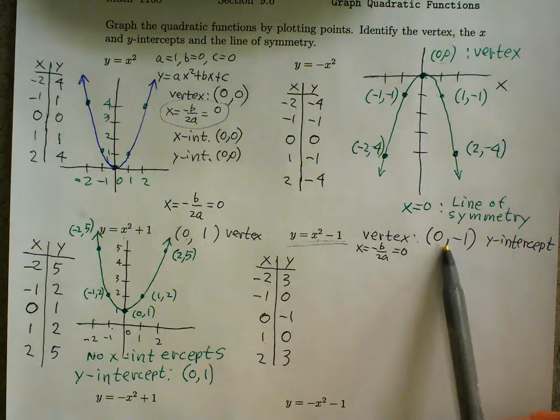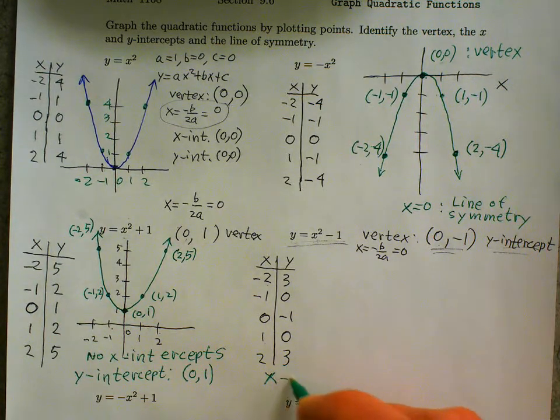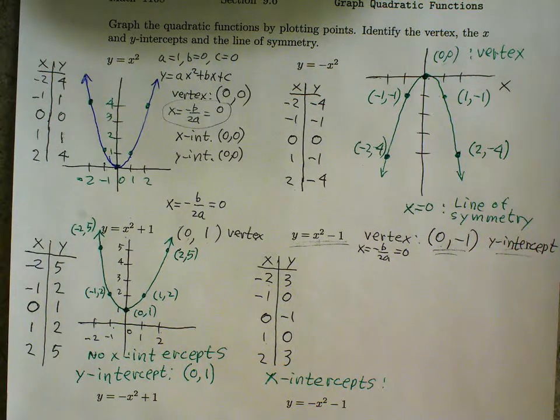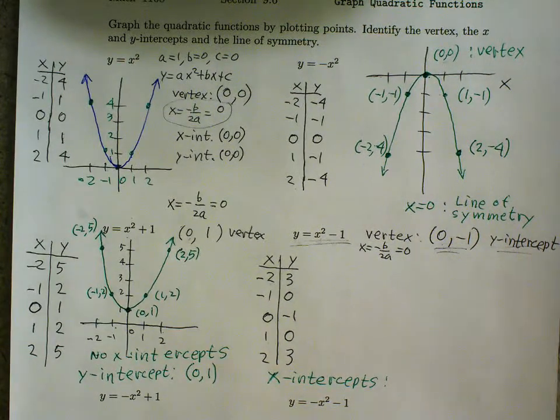Okay, we know the vertex. We know the y-intercept. Before graphing, let's find the x-intercepts. So what are the x-intercepts? -1, 0, and 1, 0. Yeah, we already found the x-intercepts.